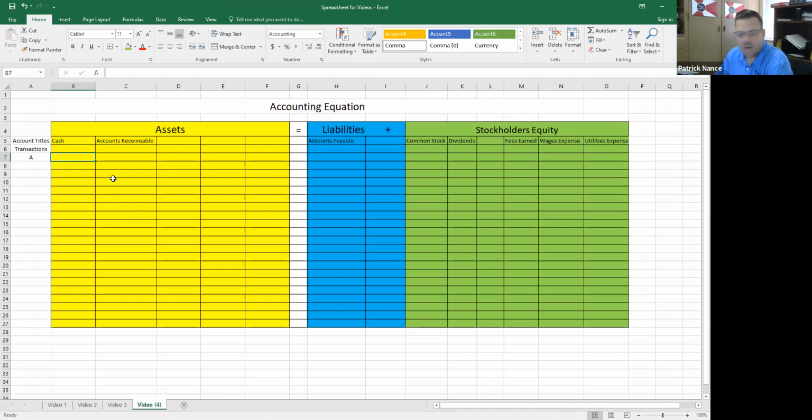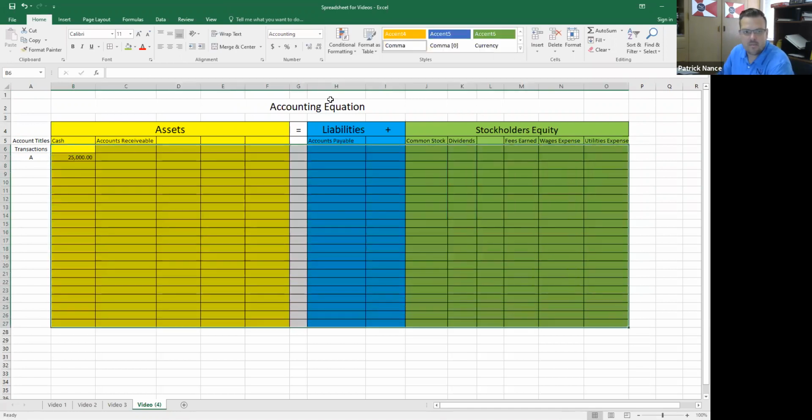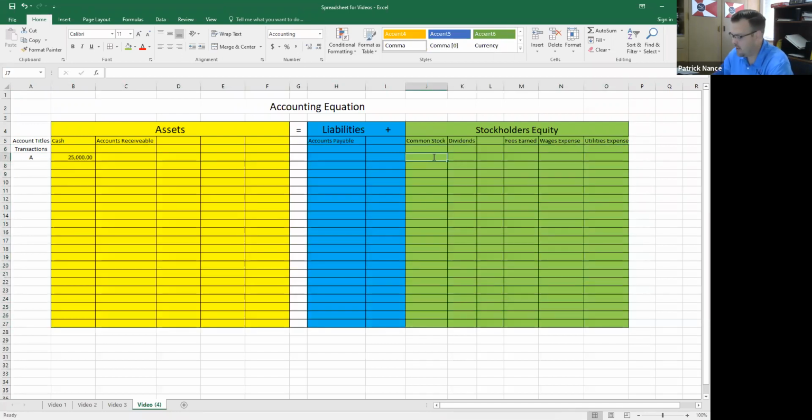So cash would go up by 25,000. And common stock would go up by 25,000. So now we can do a balance line and make sure that we balance. Obviously, with only two, it's pretty hard to not balance. We started with 0, we have increased 25,000.